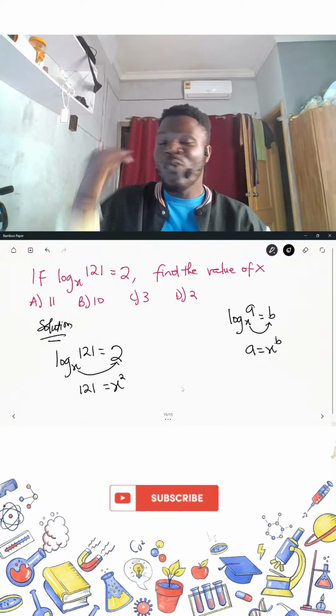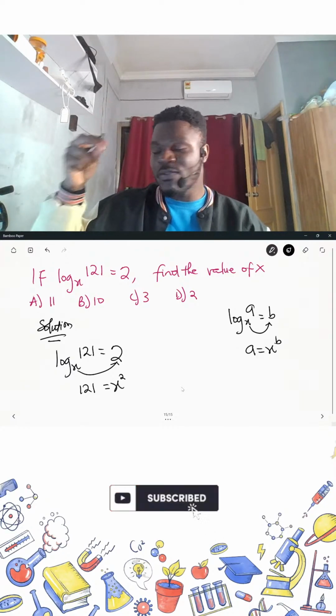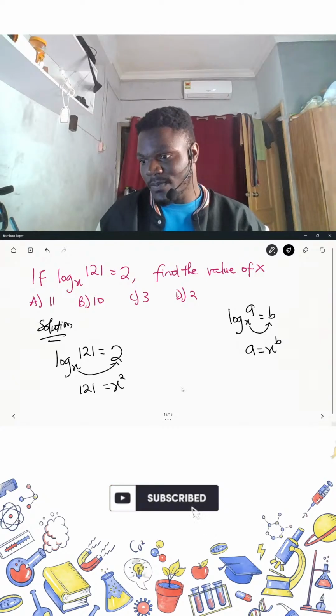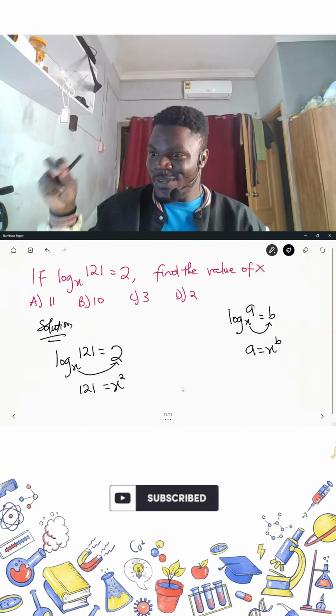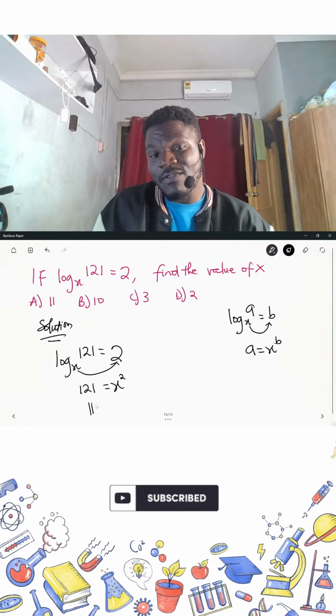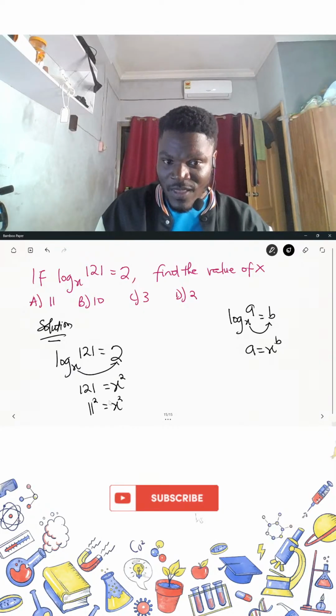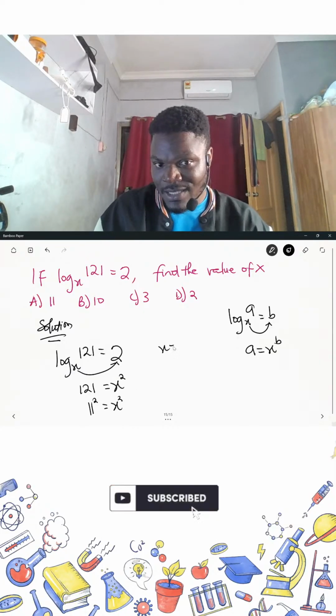Now, which number raised to the power 2 will give you 121? Are you okay? Which number squared will give you 121? And obviously, the only number here is 11. So 11 squared is equal to x squared over here. Okay? Because the squares are the same, it means x is equal to what? 11.